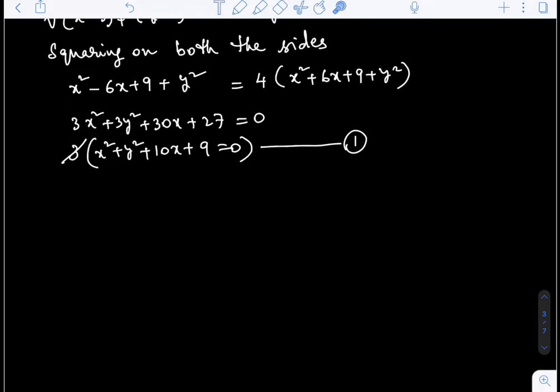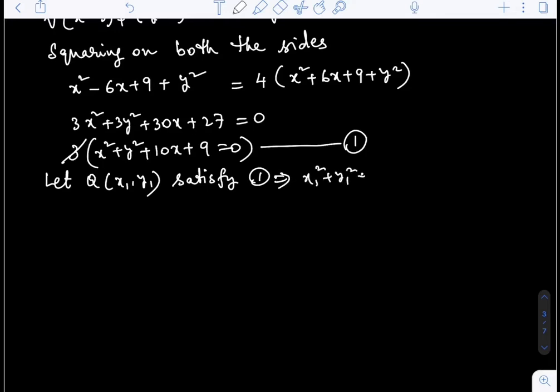And next step, immediately we have to take one more point Q, that is x1 y1. Let Q x1 y1 satisfy equation 1 here. Then what happened? It implies x1 square plus y1 square plus 10x1 plus 9 is equal to 0. When it satisfies this equation, replace x and y with x1 y1 in it, so that we get this equation, and name it as equation 2.